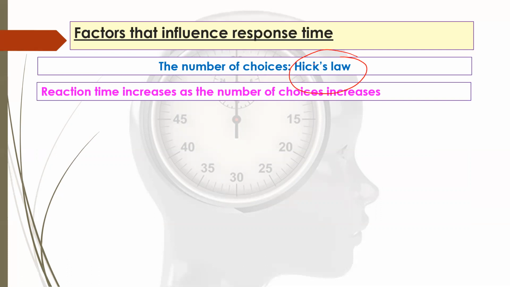So essentially, as I said right at the start, anything to do with reaction time increasing will also mean response time is increasing, because the two go hand in hand. So if reaction time increases, response time will increase. If the number of choices increases, reaction time will increase. Just like we explained before, more things to think about, more stimuli coming in, more potential responses as a result, that's going to increase reaction time and essentially increase your response time.